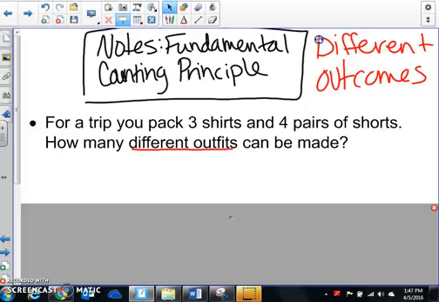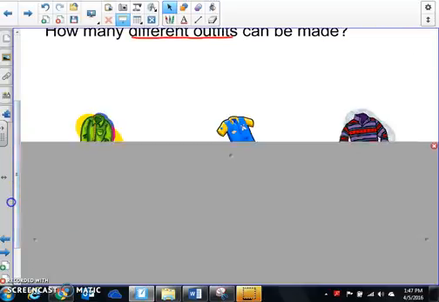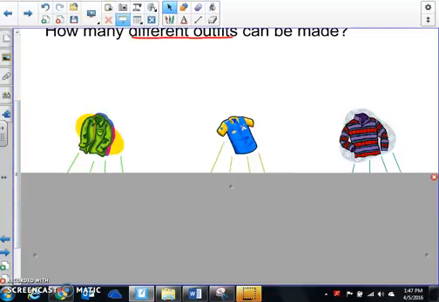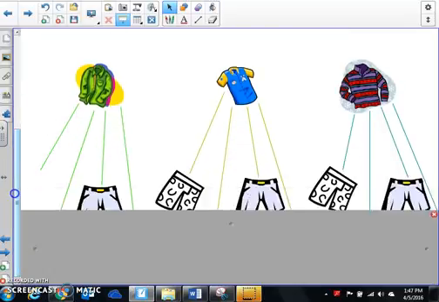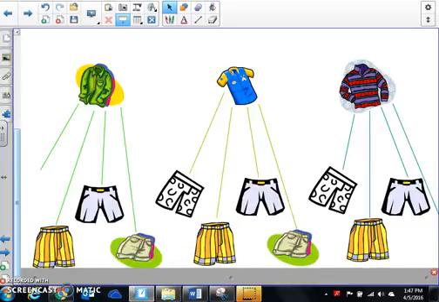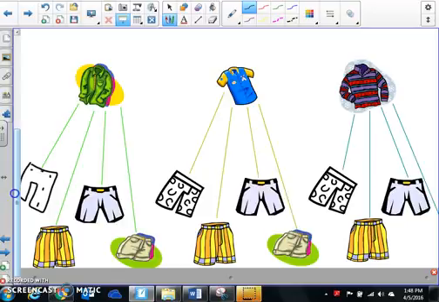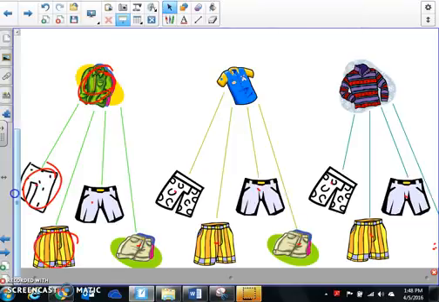So you could actually sit there and draw it. I've got 3 shirts, and then for each shirt, I have 4 different shorts. So I technically have 1, 2, 3, 4, 5, 6, 7, 8, 9, 10, 11, and there's one over here too. 12 outfits, right? Because I could do this green with the white. I could do the green with the striped. You wouldn't look that good, but you could, and so forth. So there are 12 different outcomes.